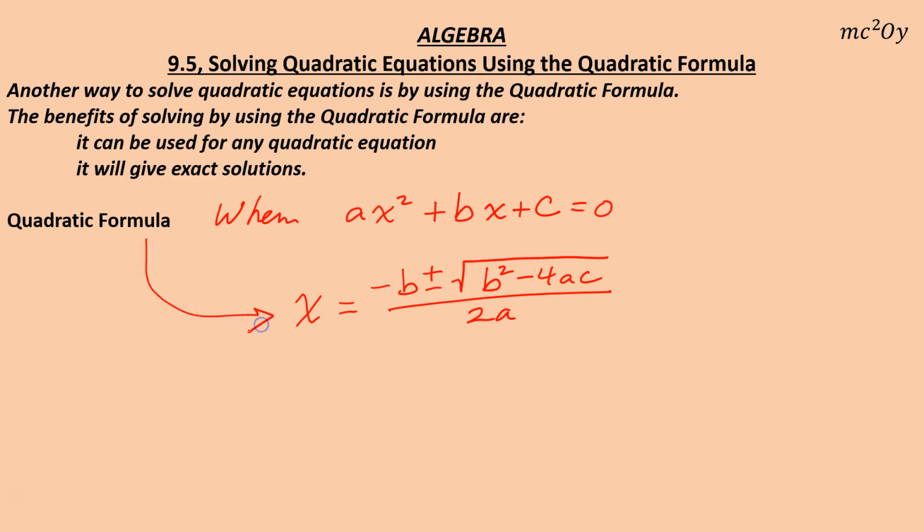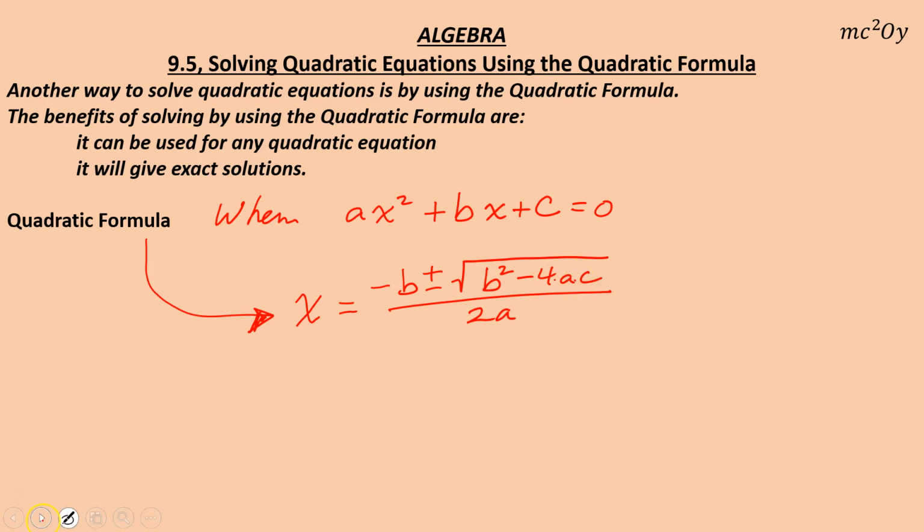Some things to note here. The negative b is read as opposite of b. So if b is positive, when you put it in the quadratic formula, it will be negative. If b originally is negative, when you put it in the quadratic formula, it will be positive. And then you have this piece under here, and this is 4 times a times c.